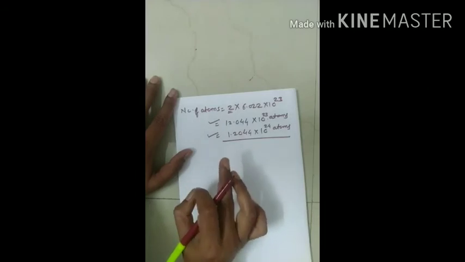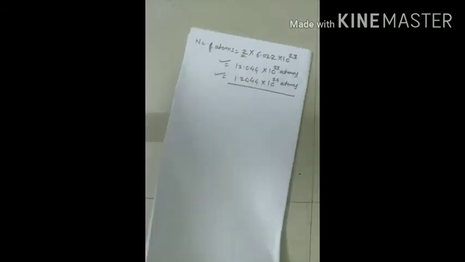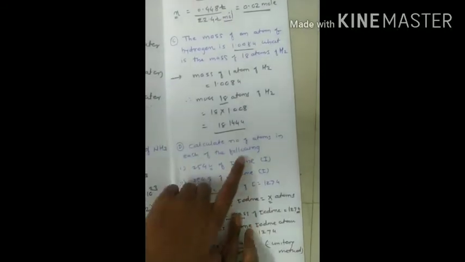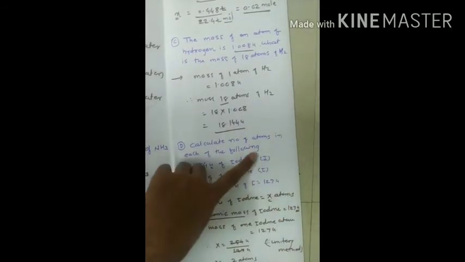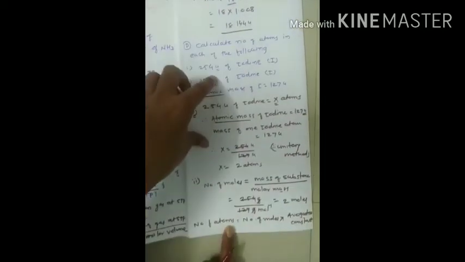There may be a change in the question. Like in this question, instead of the number of atoms, if they ask you the number of molecules, you can use the same formula. Here, instead of atoms, you have to write the number of molecules.